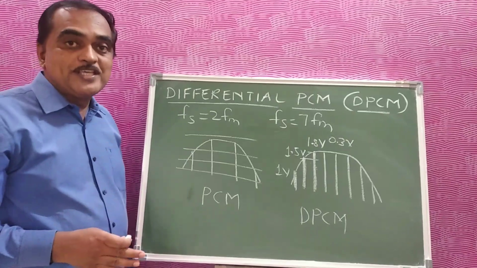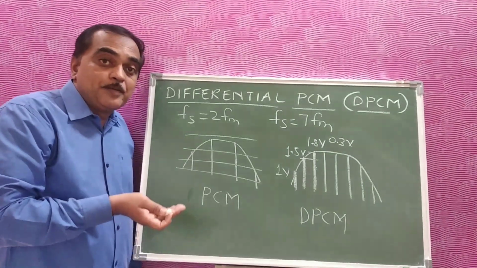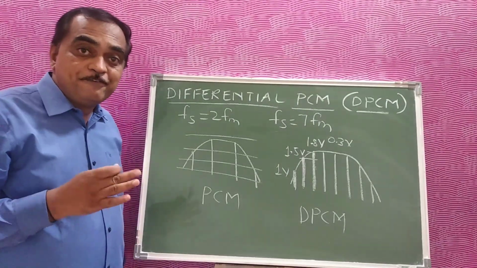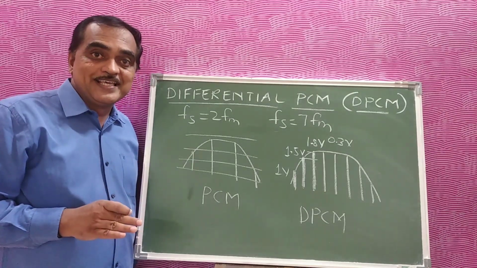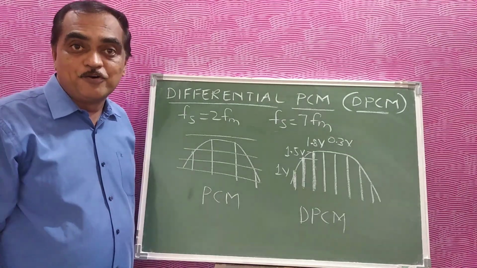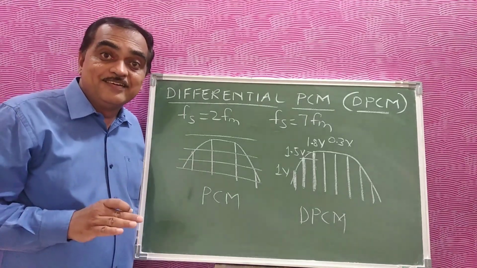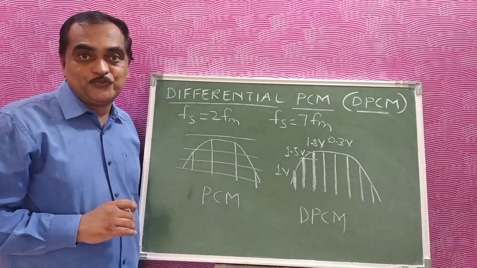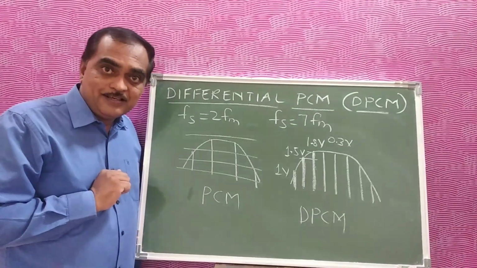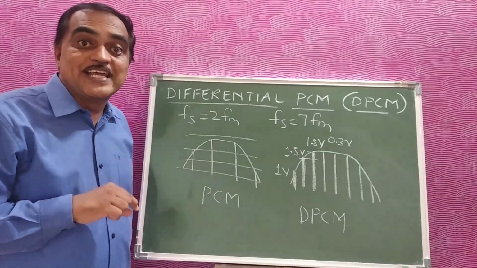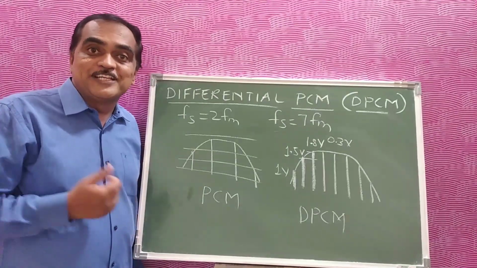That means whenever we have a present amplitude, we are going to compare it with the previous amplitude, and whatever difference value comes, that we are going to quantize, encode and send as binary information. So we are not sending the actual amplitude values, we are sending the difference between two amplitudes. That is why the quantization levels will decrease, and the number of bits you are going to send will also decrease, because the value itself is less.